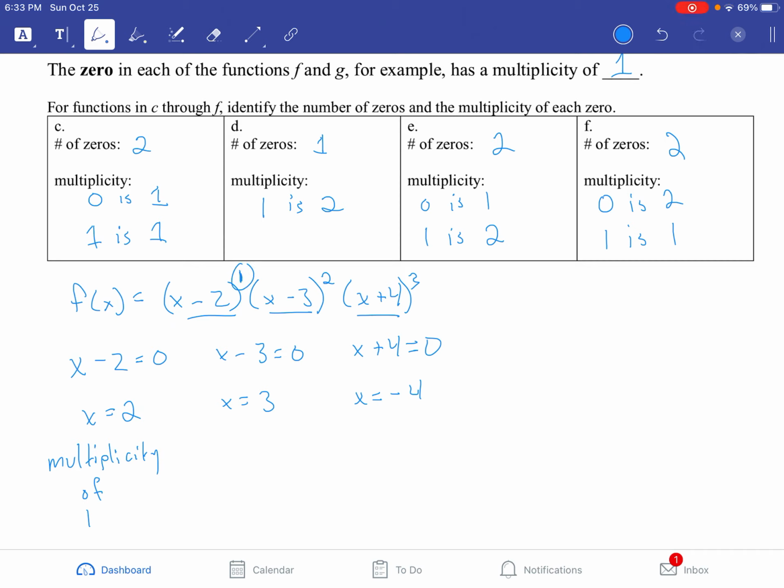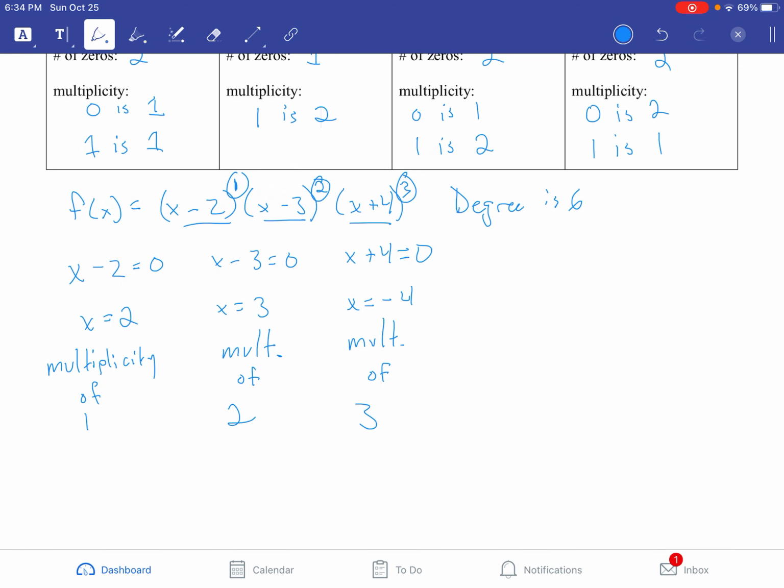Okay? The x equals 3 has a multiplicity of 2 because it's seen twice. And this one has a multiplicity of 3 because it has 3 as an exponent. Okay? So there are 3 different x plus 4s in your equation. So your degree is going to be 6 because there's 1 x and then 2 more and then 3 more. So that's 6 total. So the degree is going to be 6, and all your zeros are going to have a total combined multiplicity of 6. Okay, so that you kind of see how this works.